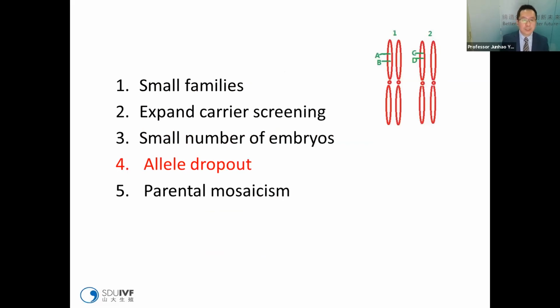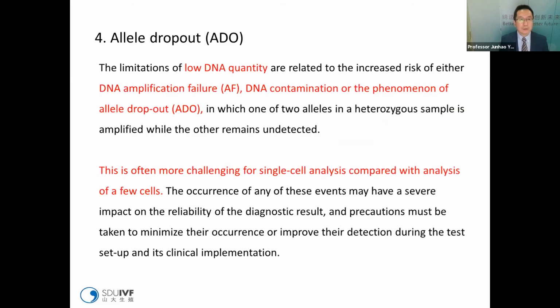So the first pitfall is early dropout. The limitations of low DNA quantity are related to the increased risk of either DNA amplification failure, DNA contamination, or the phenomenon of ADO. ADO means one of two alleles in a heterozygous sample is amplified while the other remains undetected. So this is often more challenging for single cell analysis compared with analysis of a few cells.